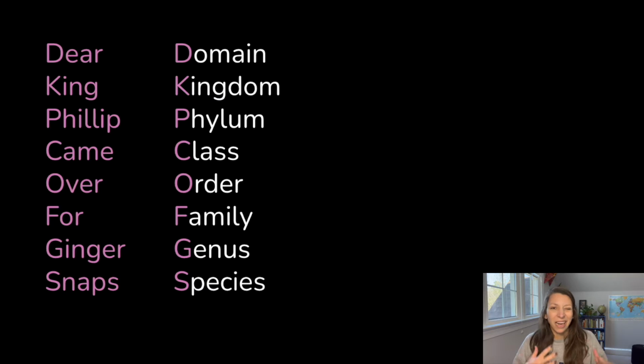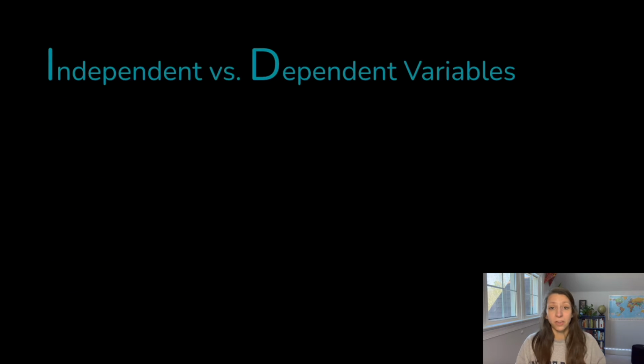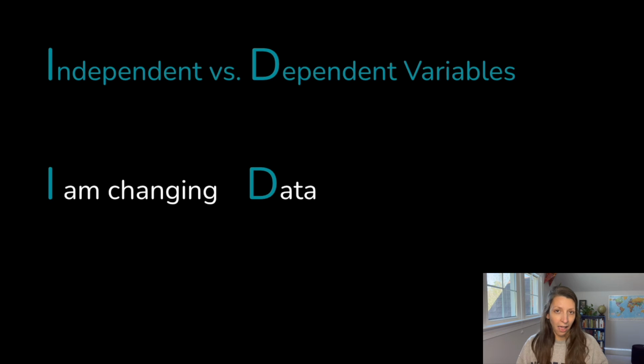Another mnemonic-y type of thing I like to tell my students is how to remember independent versus dependent variables. It's easy by looking at the first letter in independent and the first letter in dependent. Remember, an independent variable is what is being changed or manipulated by the experimenter. So I for independent, I for I am changing. D for dependent is where you're getting your data from. This is the variable that you're measuring in your experiment.